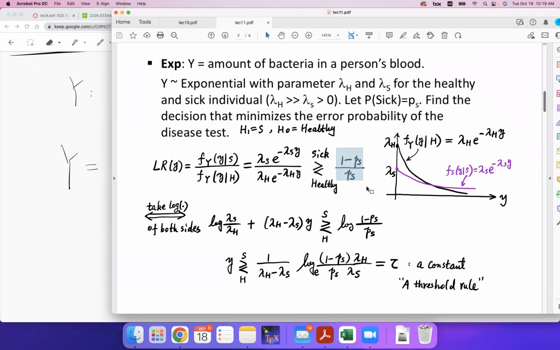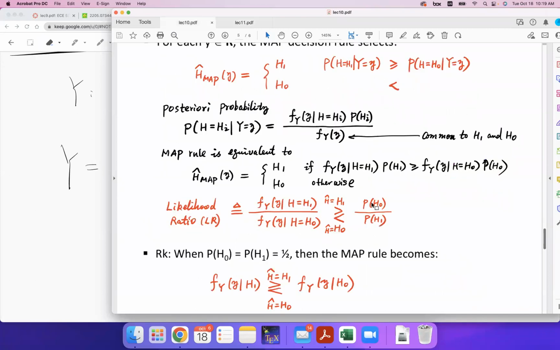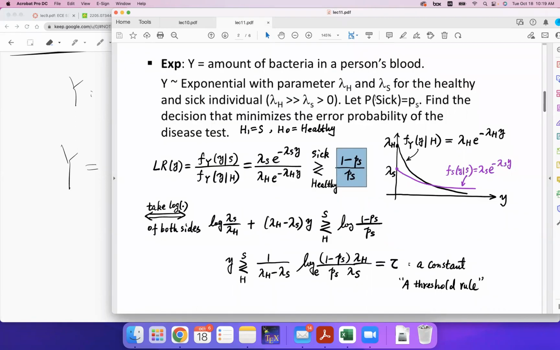On the right-hand side, we are looking at the ratio of the prior probabilities of these two hypotheses. We are given the probability of sick to be PS, so the probability of healthy is 1 minus PS. This is the right-hand side. The decision rule is that if the left-hand side is bigger, then you claim sick, you accept H1. Otherwise, you accept healthy.